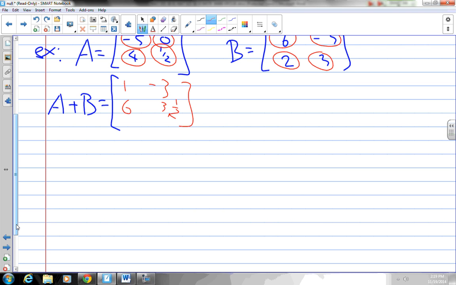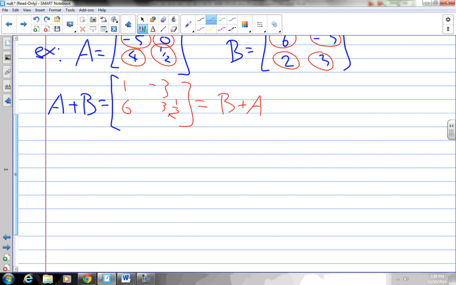Since we're adding the matrices like that, just adding the components, matrix addition is commutative. So adding A plus B would be the same as adding B plus A. The order of addition does not matter. So matrix addition has the commutative property. It actually has most of the properties of real numbers except for the products.